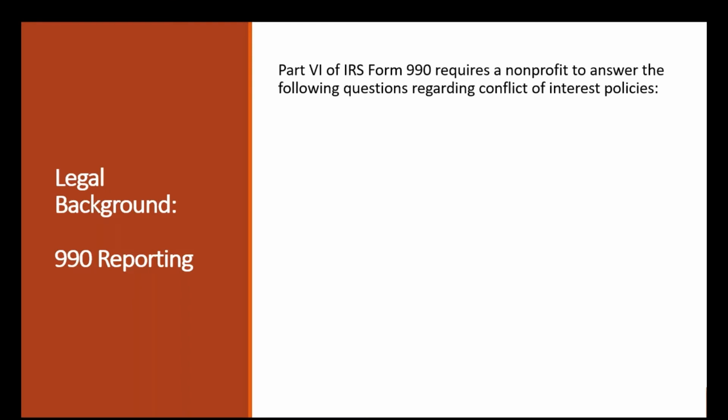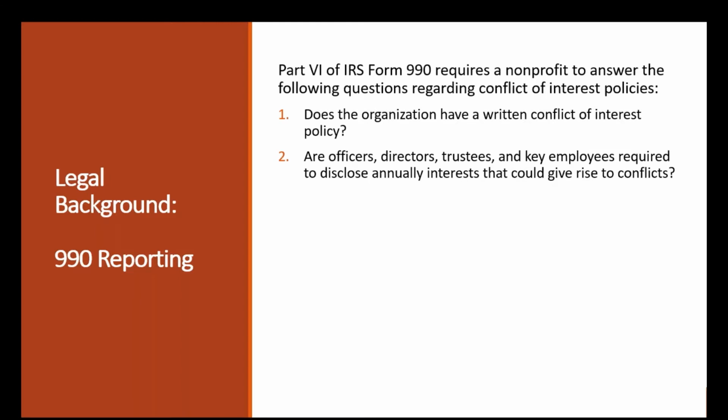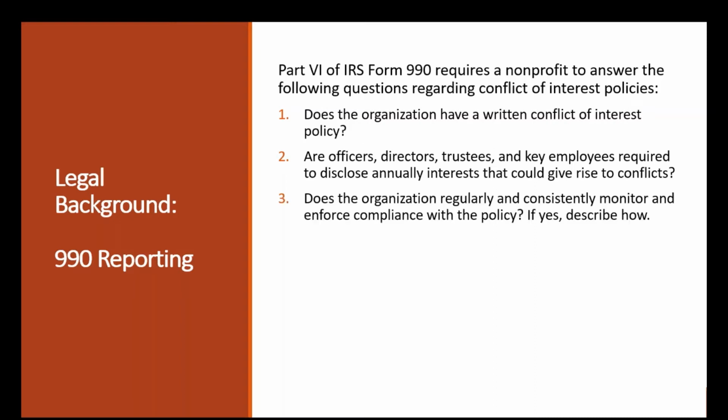The last point about federal law that I want to make is that conflict of interest is something that is addressed in the 990 for those who file the full Form 990. Part 6 of the 990 requires a nonprofit to answer questions regarding its conflict of interest policies and procedures. Does the organization have a written conflict of interest policy? Are officers, directors, trustees, and key employees required to annually disclose their interests that could give rise to conflicts? And does the organization regularly and consistently monitor and enforce compliance with the policy? And if yes, you actually have to describe how you do that.